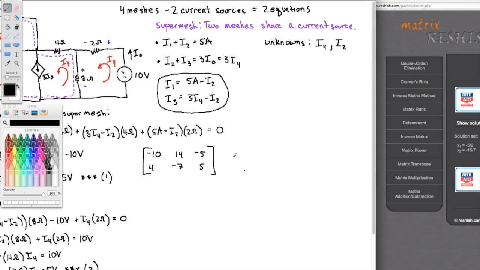Okay. So our solution after the reduced row echelon form is, I remember that this column was I2 and this column was I4, and this was the constant. So our solution is I2 is equal to negative 5 halves amps, and I4 is equal to negative 15 over 7 amps.